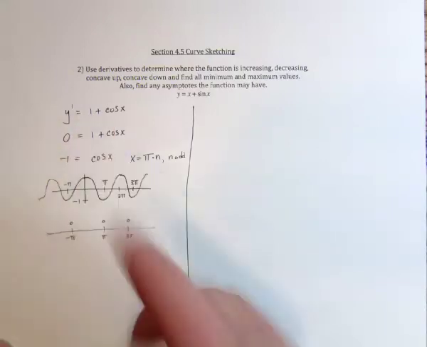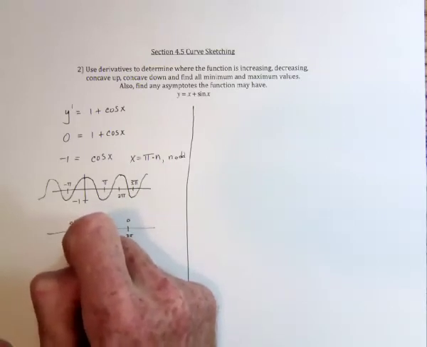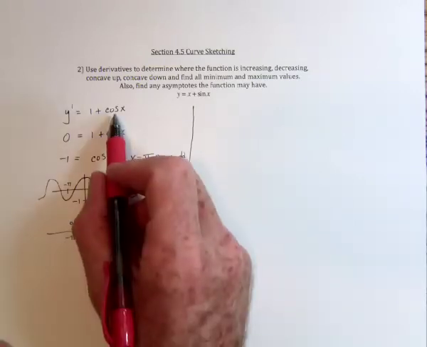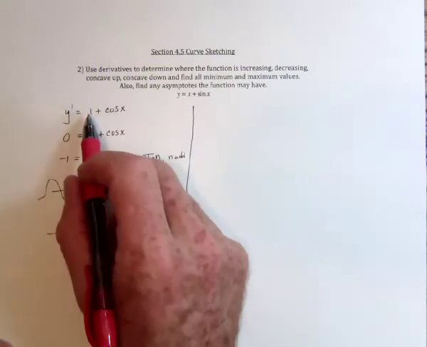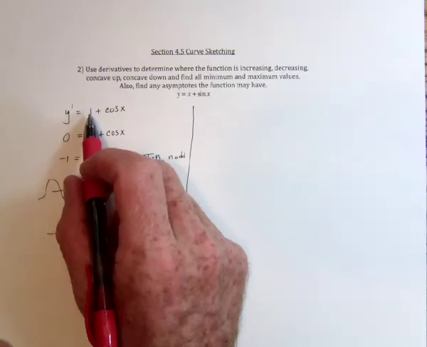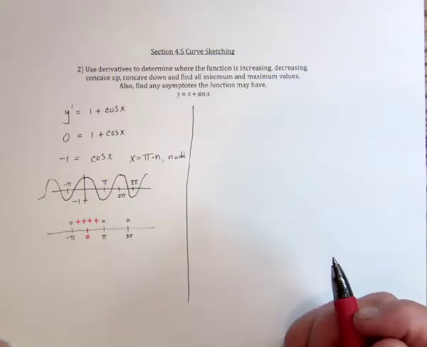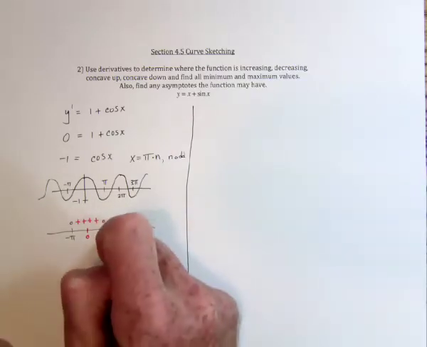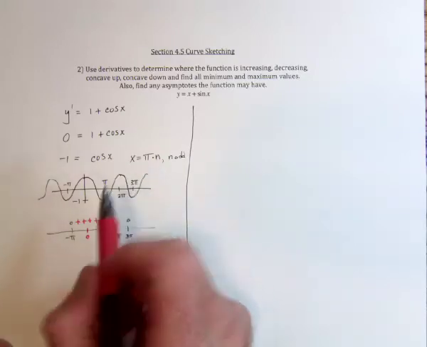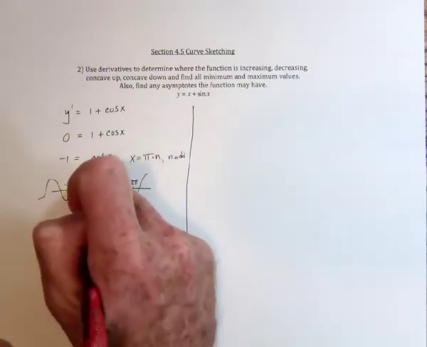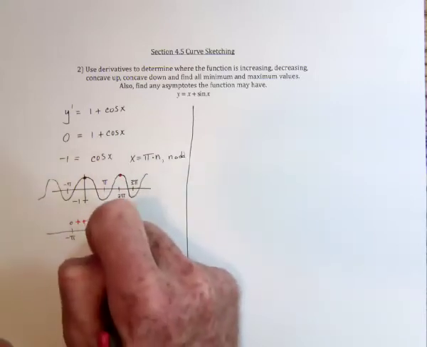Well, if you go back to this function, pick something in between. Like for example, if I were to pick something in between here, like 0. Well, cosine of 0 is a 1. Together with that 1 makes a 2, but the point is that it's positive. So that means it's increasing in here. Okay, now pick something over here like 2 pi. Well, 2 pi is the same thing as saying 0. It's going to be a 1 again, and so it's still 1 plus 1 is 2, but it's positive.